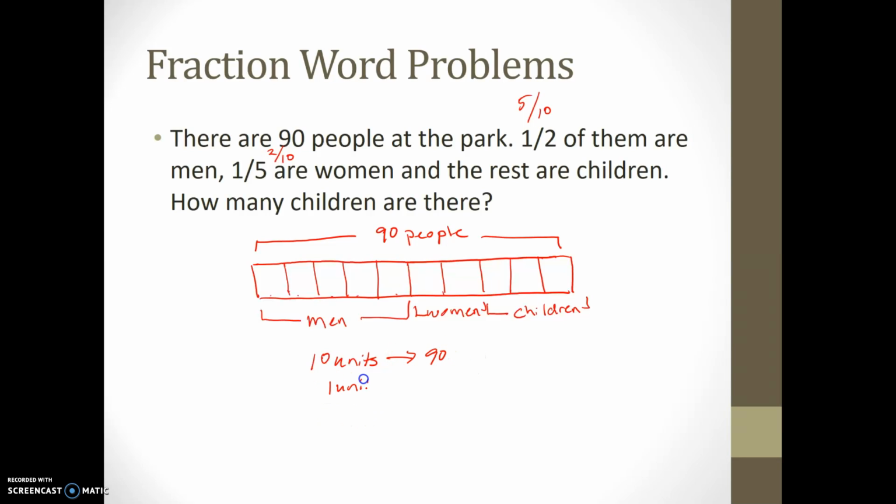So 1 unit is 9, and I meant to write unit there. And for children, we have 3 units. So that's going to equal 9 times 3, which is 27 children.